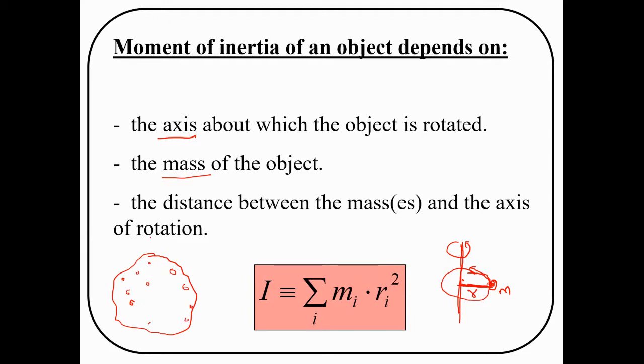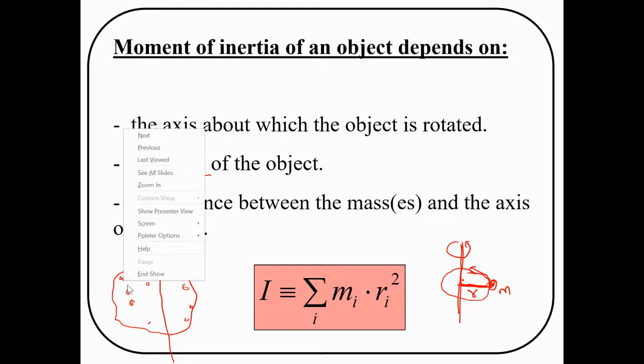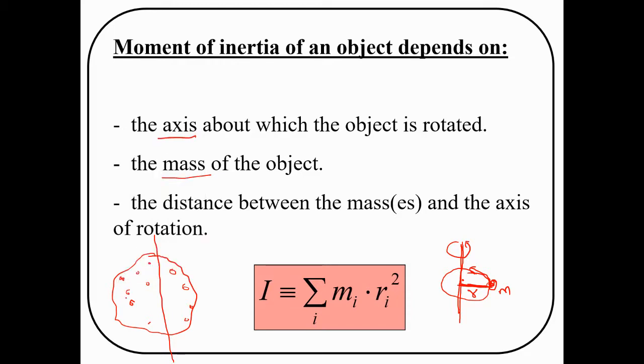Now you can see this is my axis of rotation, and each and every particle has mass. Am I right? Yes, of course. And each and every particle has its distance. This object has this much distance from the axis of rotation, and this object has this much distance from the axis of rotation.